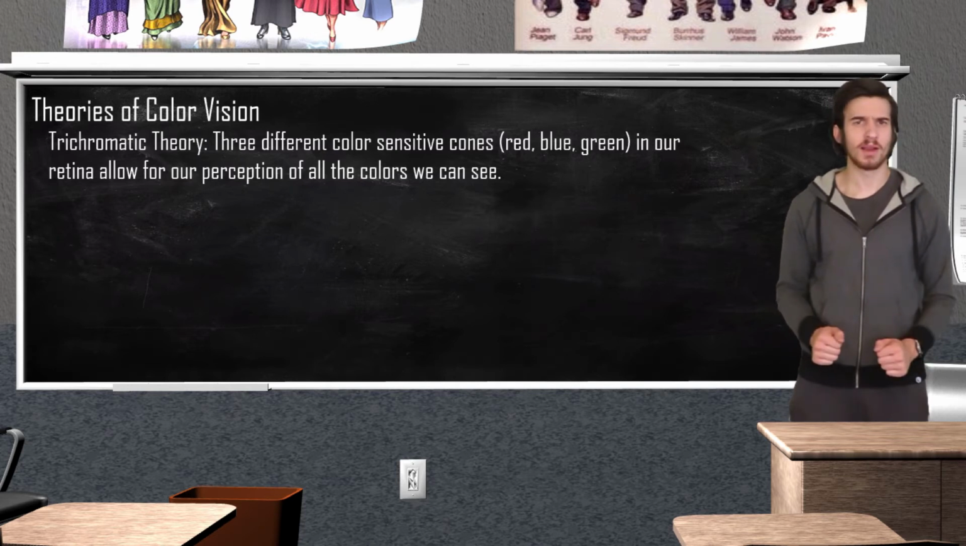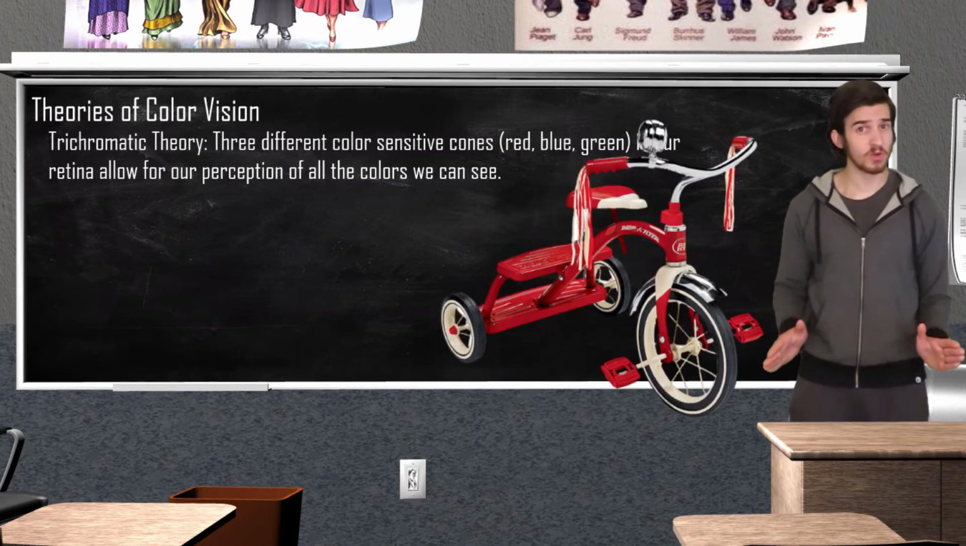When trying to remember the trichromatic theory, just look at its name. The prefix tri means 3, just like a tricycle has 3 wheels.